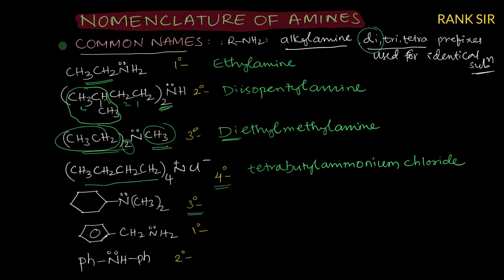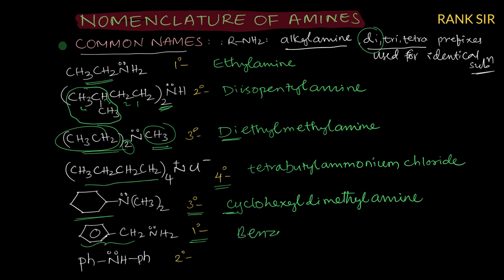Then next one, this is a tertiary amine. But in this tertiary amine, what can we write? Alphabetical order. This is a cyclohexyl group. Therefore, cyclohexyl and dimethyl amine. Cyclo in alphabetical order is considered. That's why cyclohexyl dimethyl amine. Next one, what is that? It is a primary amine. This group is called benzyl. Therefore, this is called benzyl amine.